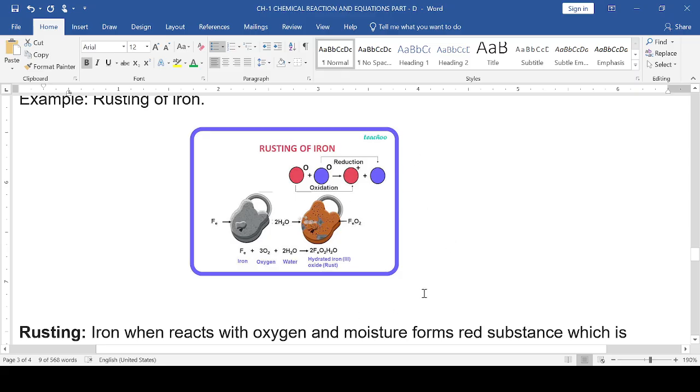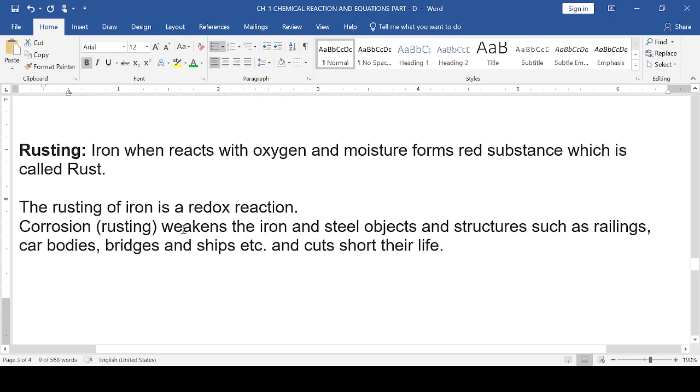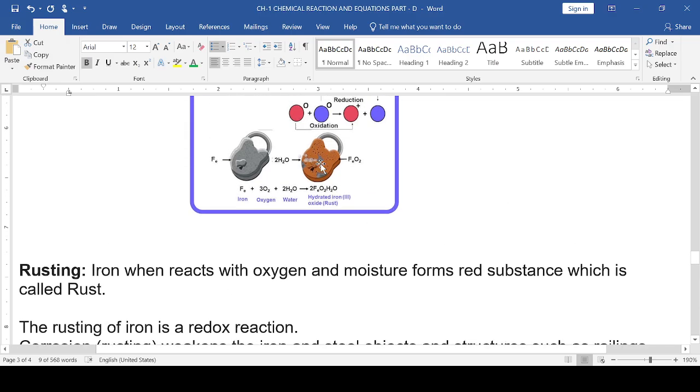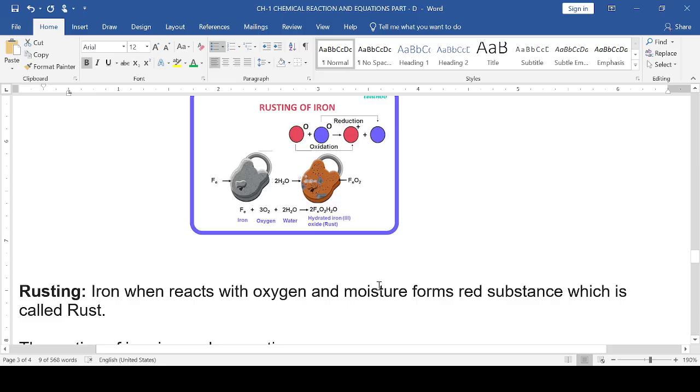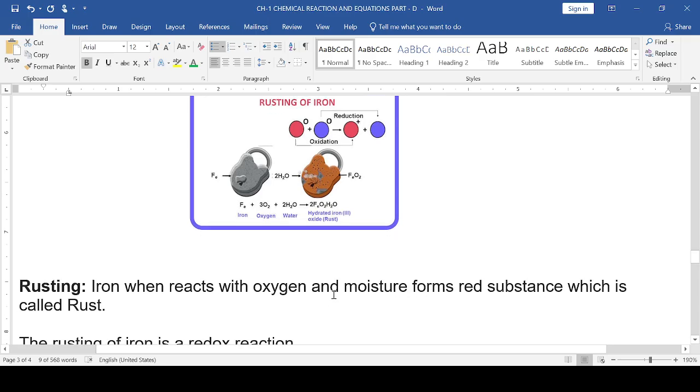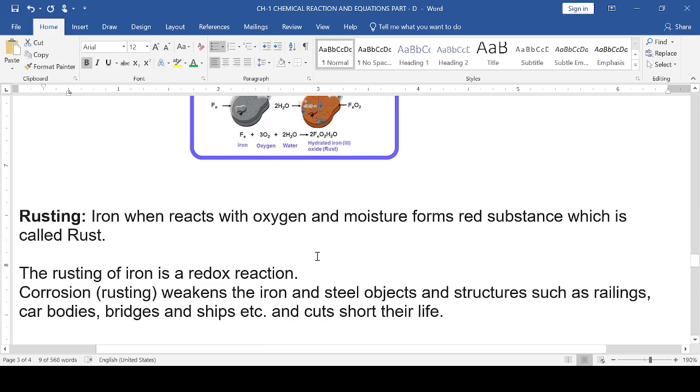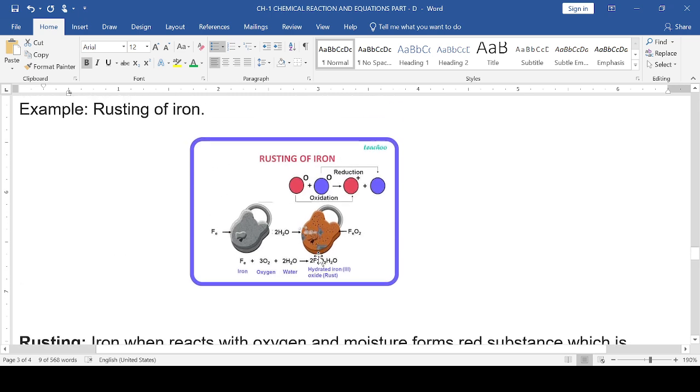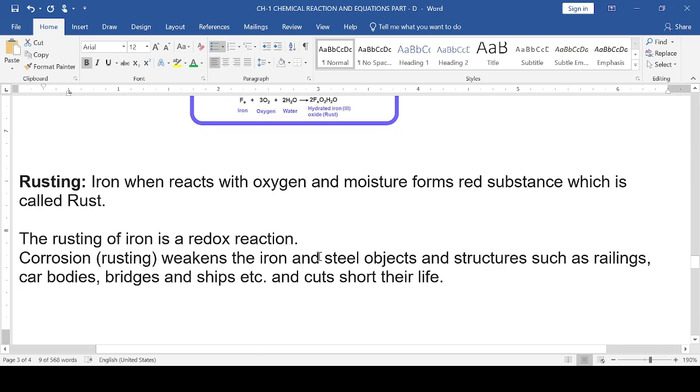Check here. Reduction and oxidation takes place. So iron when it reacts with oxygen and moisture forms a red substance which is called rust. What is it called? Hydrated iron oxide, or we can call it rust. The rusting of iron is an oxidation reaction. Corrosion weakens iron and steel objects and structures such as railings, car bodies, bridges and ships, and cuts short their life.